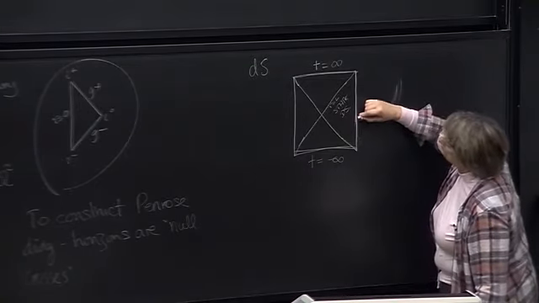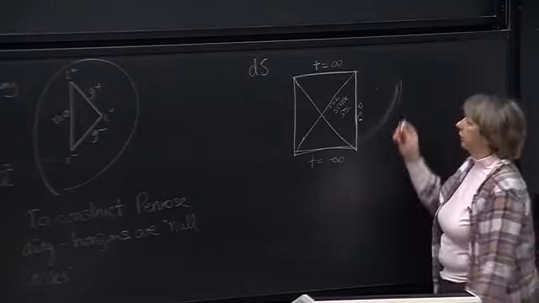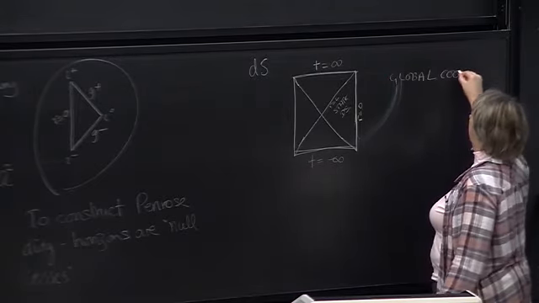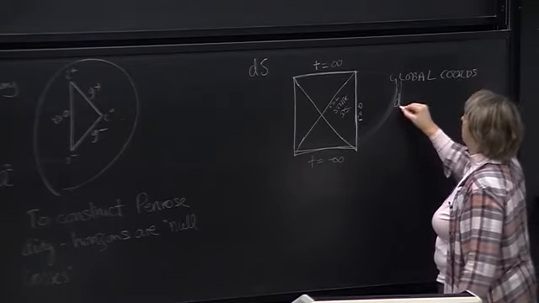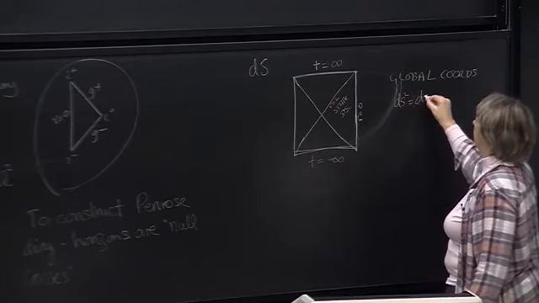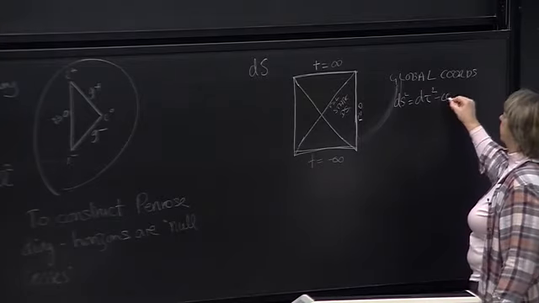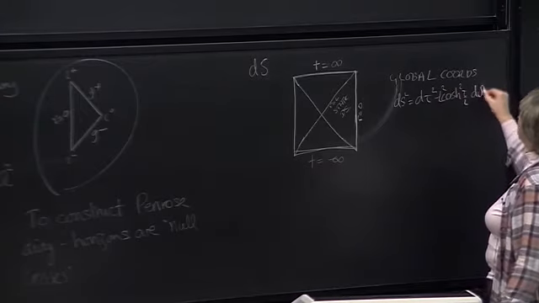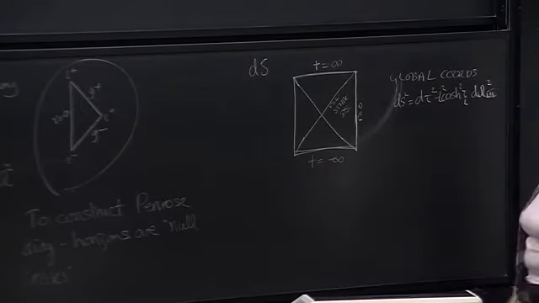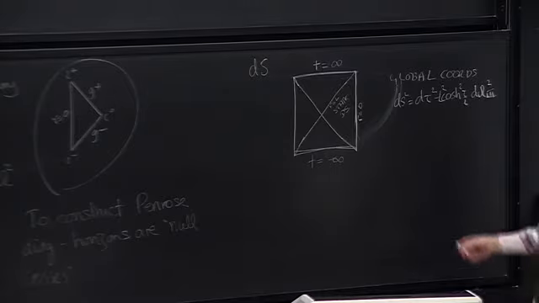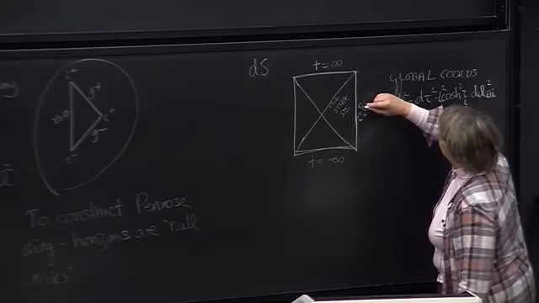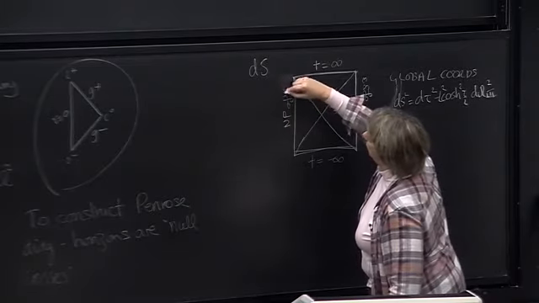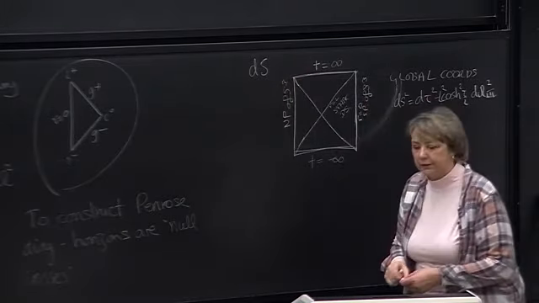This is either r equals 0, or if you're in global coordinates, remember I wrote down the global coordinates where de Sitter was like d tau squared minus cosh squared times the metric on a unit 3-sphere. This would be like the south pole of the 3-sphere, and this would be like the north pole of the 3-sphere. So that's de Sitter space.